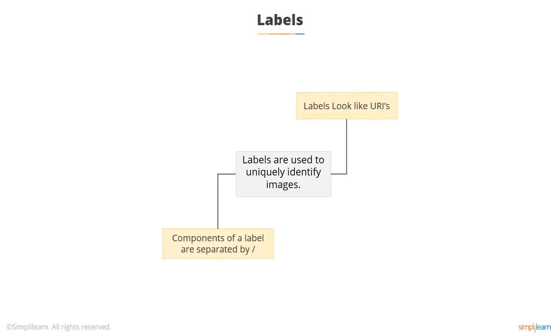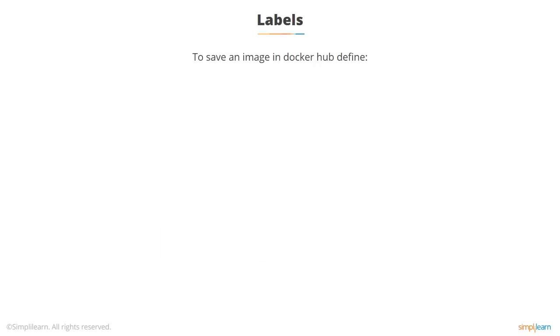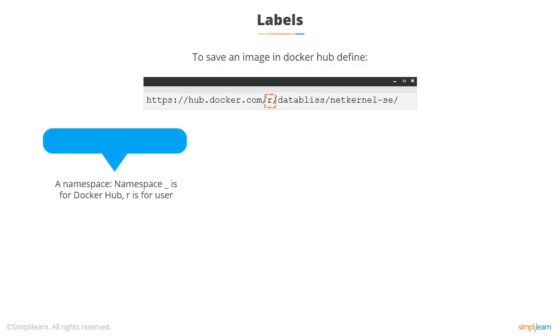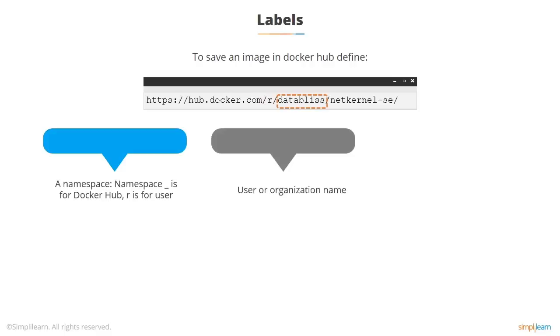https://hub.docker.com. The first thing after the slash, in this case the R, is the namespace. So this can be either underscore for Docker Hub, which means it's one of the standard images, or R for user, which means it's one of the user-defined images used by one of the clients of Docker Hub. After the R comes a slash, which is followed by the username or organization of the user who provided the image. After that is another slash followed by the name of the repository item. So in this case it's netkernel-se is the name of the image. After that can come a colon followed by a version number, which is often latest.